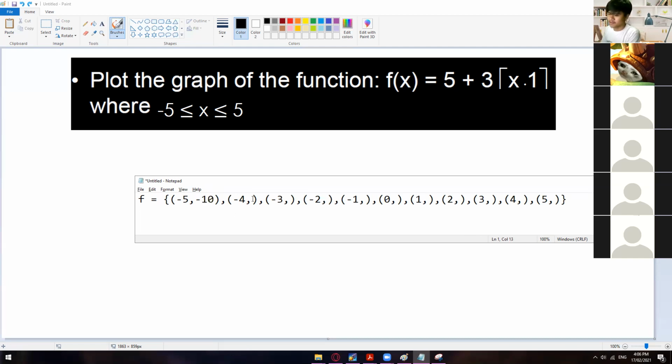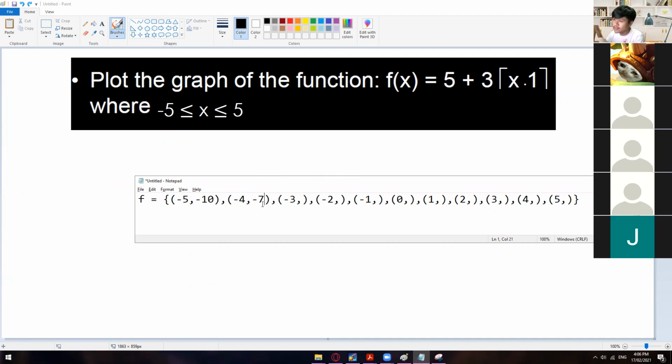Negative 10. How about if we have negative 4.1? What is the value of our y? Negative 4.1 will become negative 4, and negative 4 times 3 is negative 12. Negative 12 plus 5 is negative 7. All right, since we don't have enough time anymore, I'll just follow the pattern.